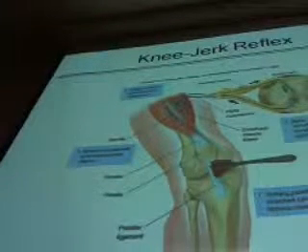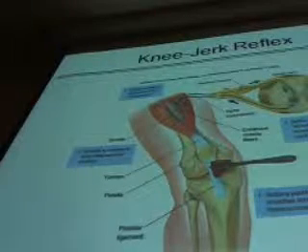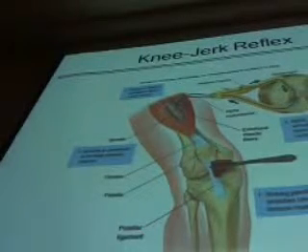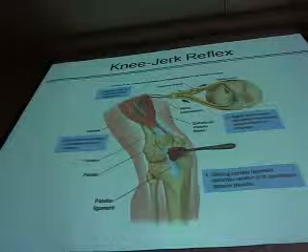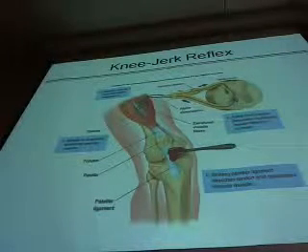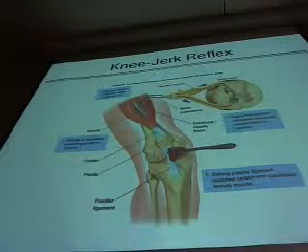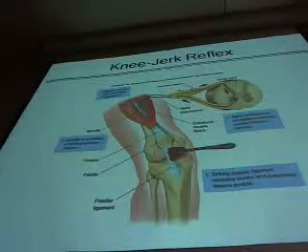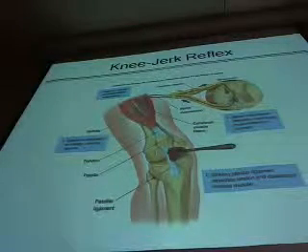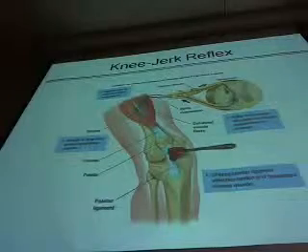Knee jerk. Striking the patellar ligament, the spindle is stretched, activating a sensory neuron. The sensory neuron activates an alpha motor neuron in the spinal cord. The alpha motor neuron goes back and stimulates the extrafusal fibers, the weightlifting muscles, and boom, you've got your leg moving, you've got your knee jerk.